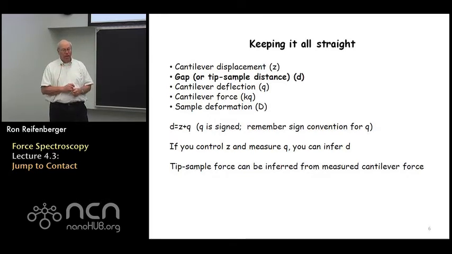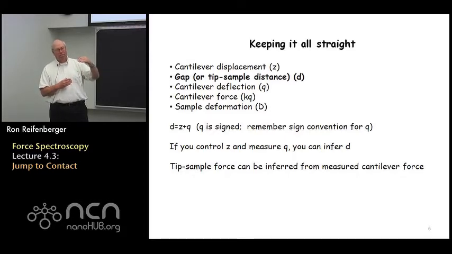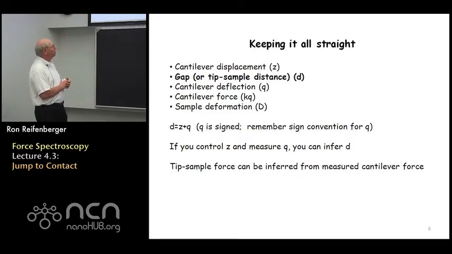Experimentally, you're always controlling Z when you do an AFM approach curve. When you move the tip towards the substrate, you're controlling Z. And what you are doing is you're measuring Q by measuring the deflection of the cantilever by digitizing the output of the photosensitive diode. So you control Z, you measure Q, and then from that you can work backwards and infer D using the equation that I give.